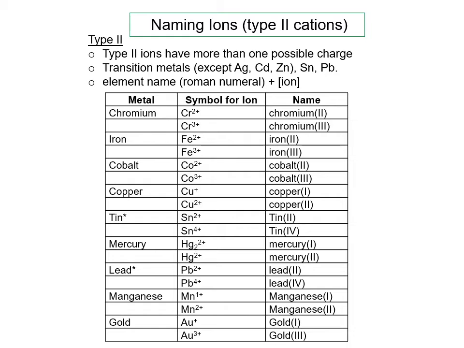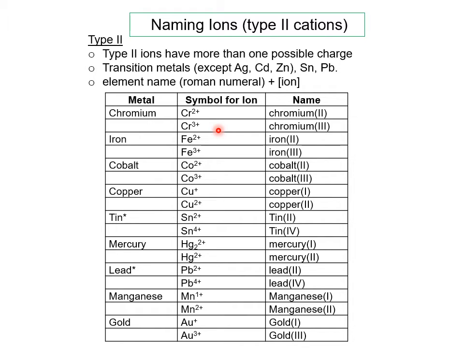Okay, so now we're going to continue on with looking at type 2 cations. Type 2 cations are ions that have more than one possible charge. For example, as we're going to see in a second, chromium can either be +2 or +3. Sometimes it's +2, other times it's +3. And so these cations can have more than one charge. As a result, when we name these, we will have to mention something about their charge so that we know which cation we're referring to.